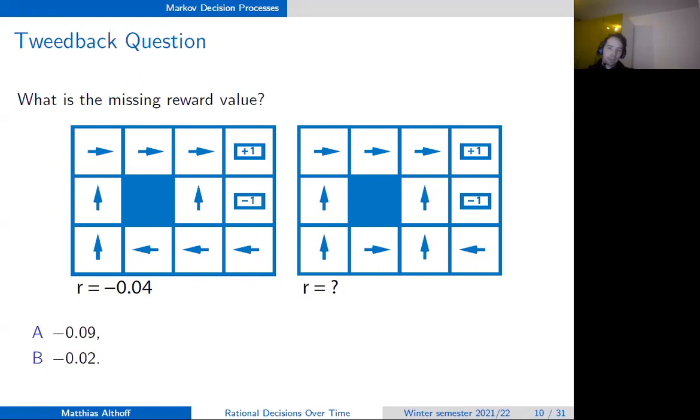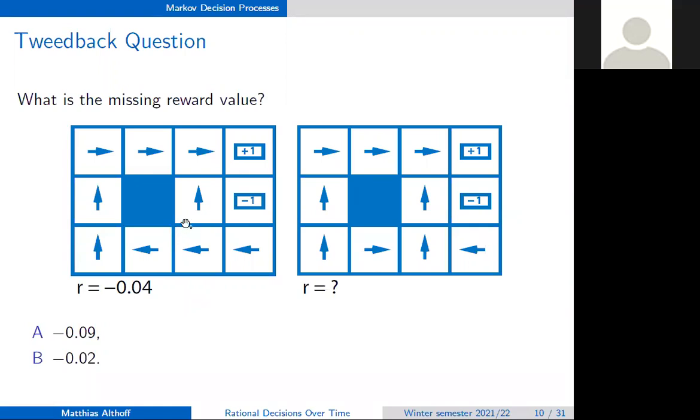So it seems that people are still busy voting, or the question is missing in the tweetback. Now around 70% chooses A. Okay, and A is correct. Why?